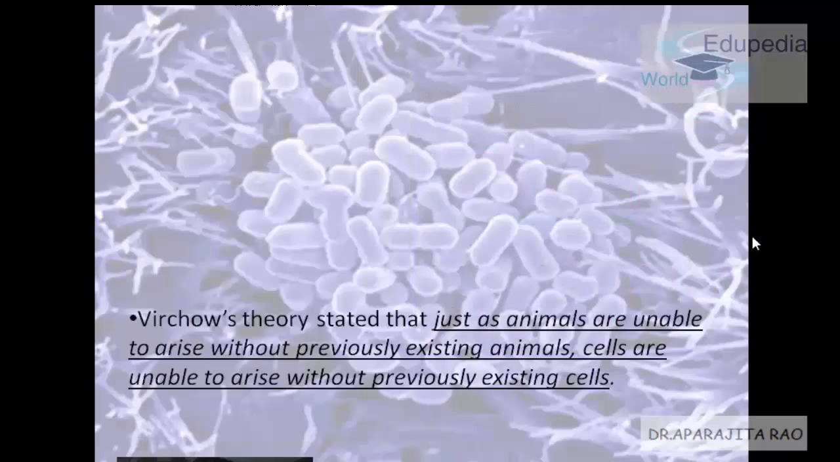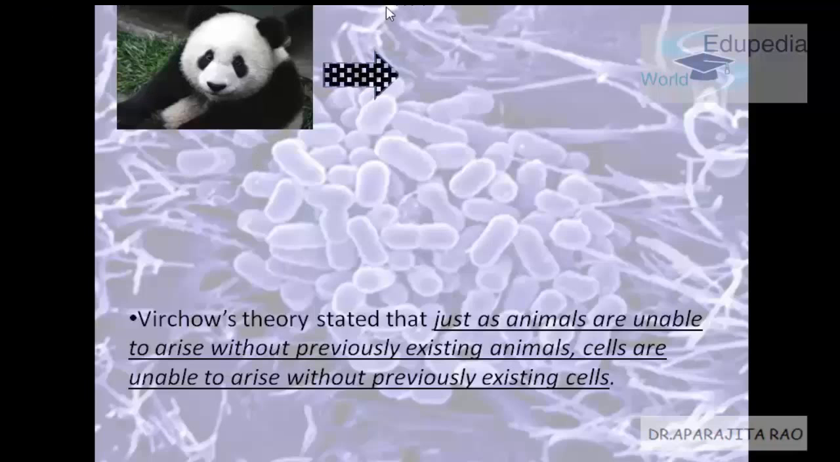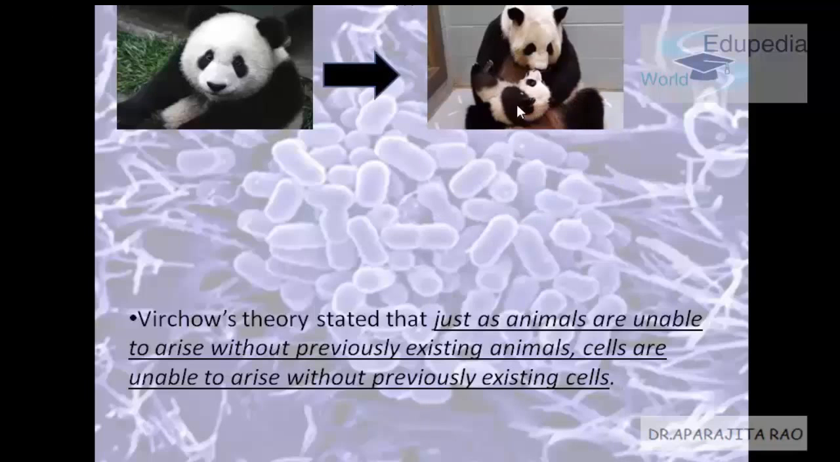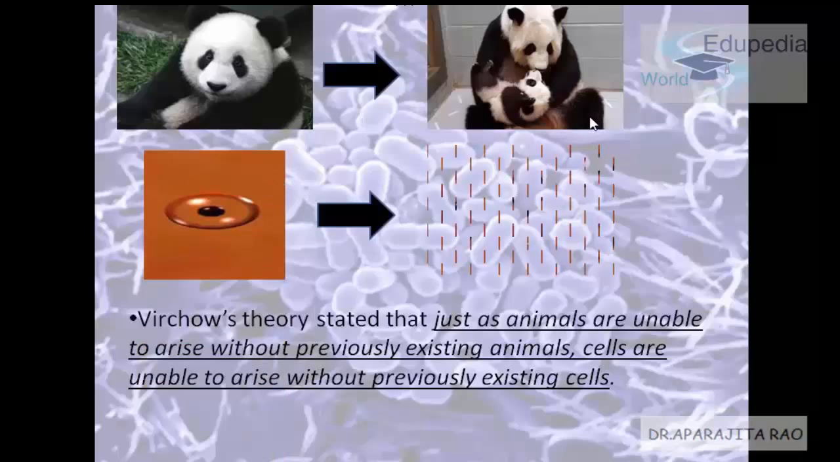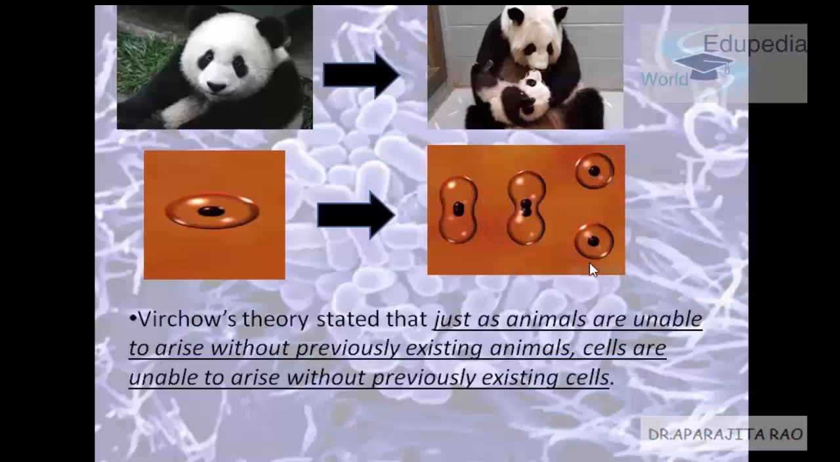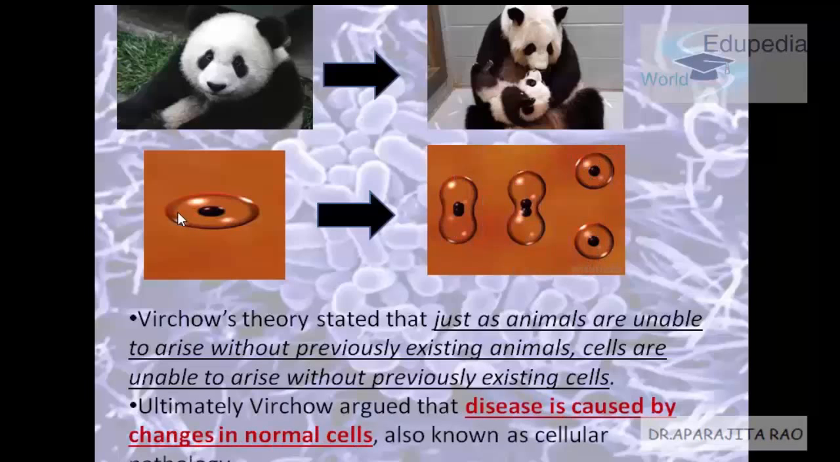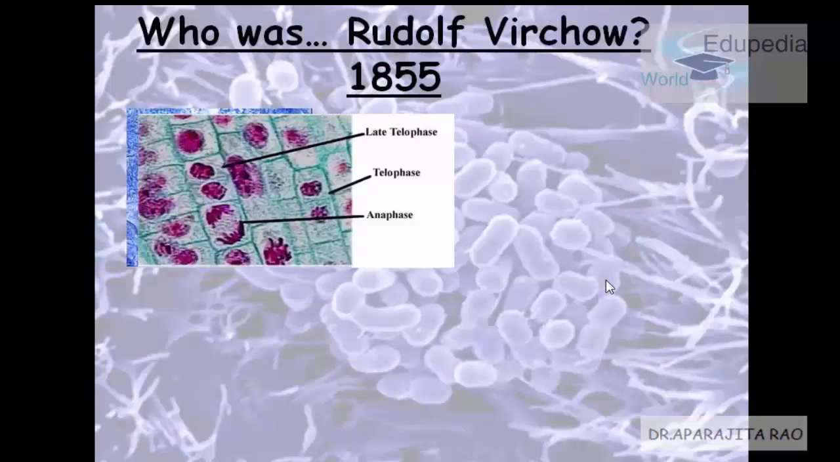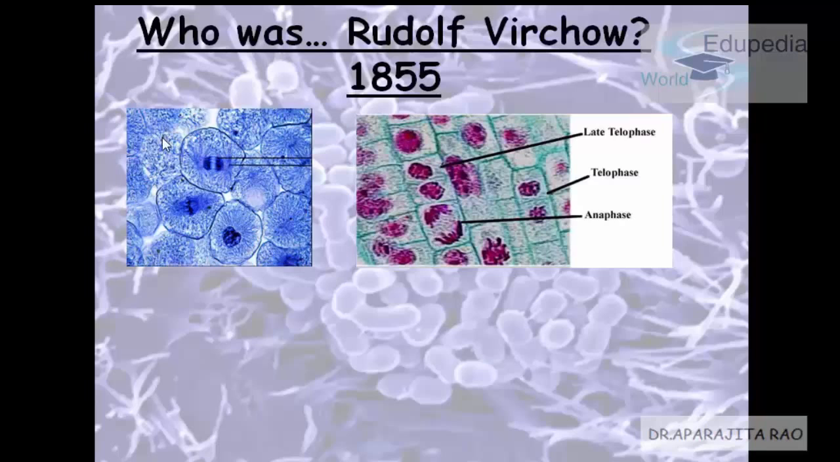He also said that like animals give rise to their offspring, so to have a new animal, we need an old animal. Similarly, cells give rise to new cells. So to have new cells, we need old cells. Like I've already told you, he said that disease is caused by changes in normal cells, and this field was cellular pathology. So when he was seeing under his microscope, he saw that all the other cells have a single nucleus, but one particular cell had two nuclei.